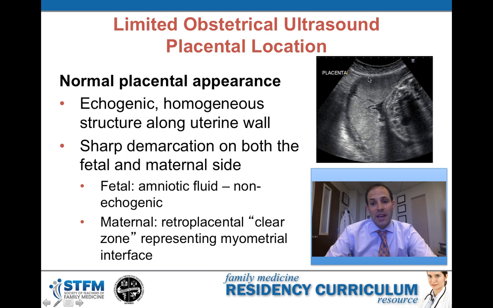On the maternal side, you see a retroplacental clear space, which is the interface between the placenta and the myometrium of the uterus, which I am tracing here with the arrow. This space is relatively stable in width throughout the scope across the retroplacental interface. And this is a normal appearing echolucent space here.